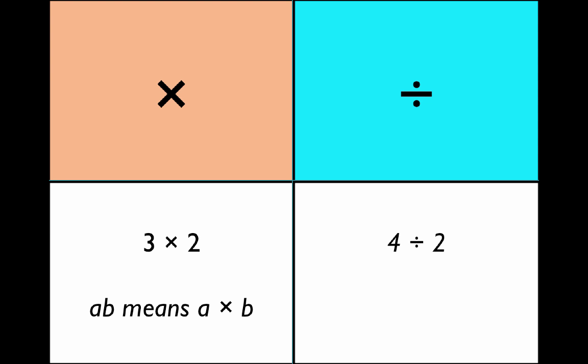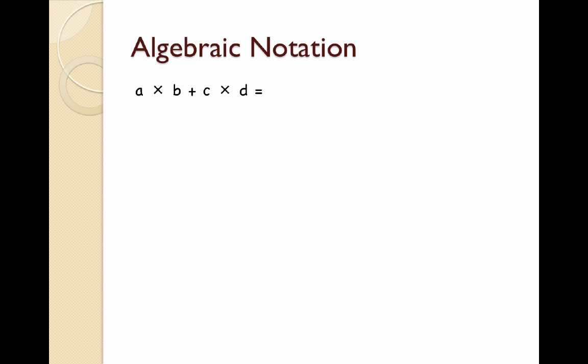With divided by, when we're using arithmetic, we would put the divided by symbol between the 4 and the 2. But if I wanted to do a divided by b, instead of writing it with a divided by symbol, it's much easier just to write it like a fraction, a over b. This means divided by. So a over b means a with a divided by symbol, b.